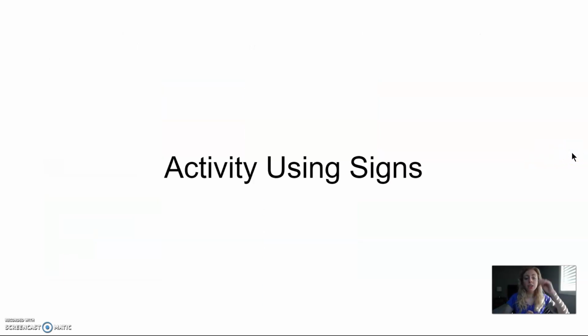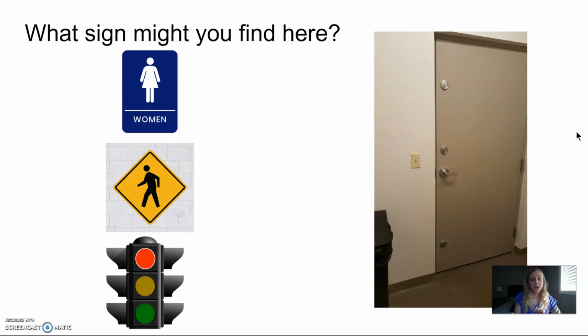All right, so now we're going to do our activity using signs. We're also going to be using signs that we learned in parts 1 and 2 for review. So let's get started. Go ahead and pause the video. Tell me what sign you might find here. Is it the women's restroom sign? Is it the walk sign? Or is it the red light sign?